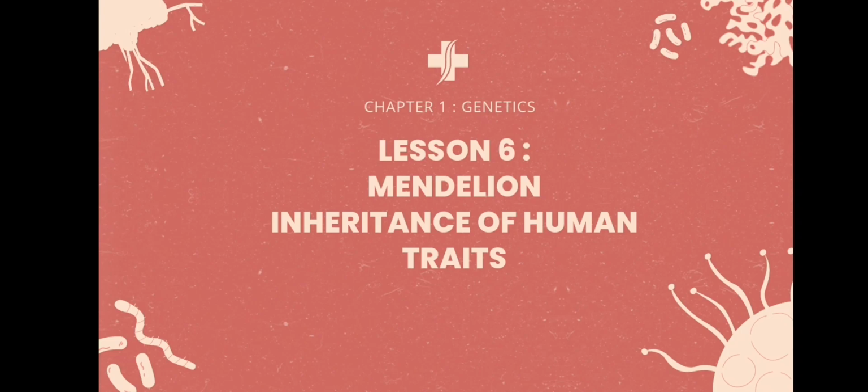Welcome to our exploration of Mendelian inheritance of human traits, a captivating journey into the fundamental principles governing heredity. Inspired by Gregor Mendel's groundbreaking work with pea plants in the 19th century, this lesson illuminates how traits are transmitted from one generation to the next in humans. Through Mendel's discoveries of dominant and recessive alleles, we will unravel the intricacies of genetic inheritance, from understanding genotype and phenotype to deciphering the patterns that dictate trait expression.